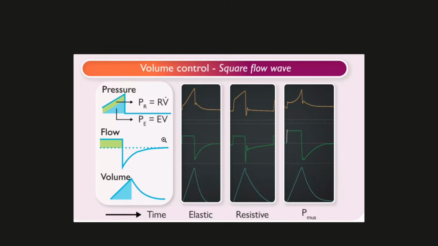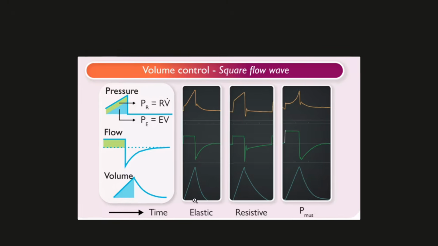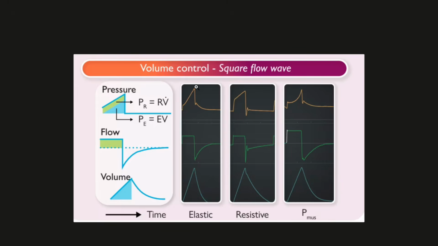So this is what you are seeing over here. In this you have an increased elastic load, which means ARDS. So in ARDS, the pressures are going to be reached very high and very fast, and in this there is a resistive load. So again you will have a higher pressure, but it will be slower, and it will be from the initial part. Here you can see, because the initial resistance was not very high, it almost looks like a triangle, while in this case it is immediately higher.